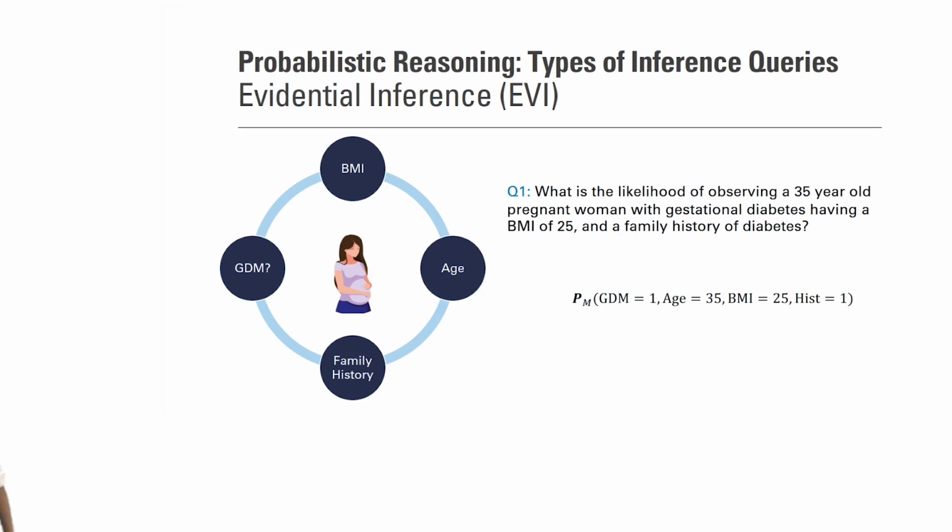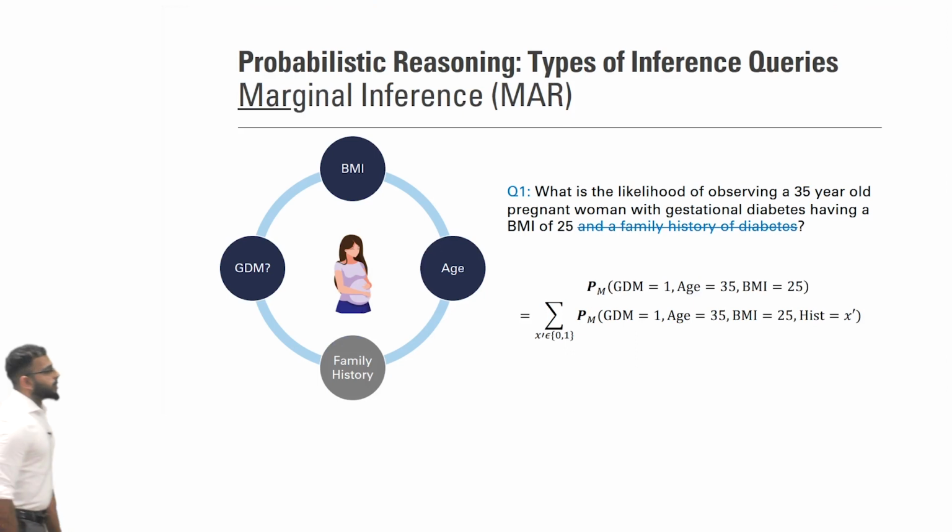So for this case, what is the likelihood of observing, say, a 35-year-old pregnant woman with gestational diabetes, having a BMI of 20, and a family history of diabetes? That is how it looks in natural language, right? But in terms of probability, it boils down to computing this particular query. So we'll refer to this as evidential inference, right? We will define these terminologies so that we can look at different models and see if they are tractable for these queries, right? So that's evidential inference.